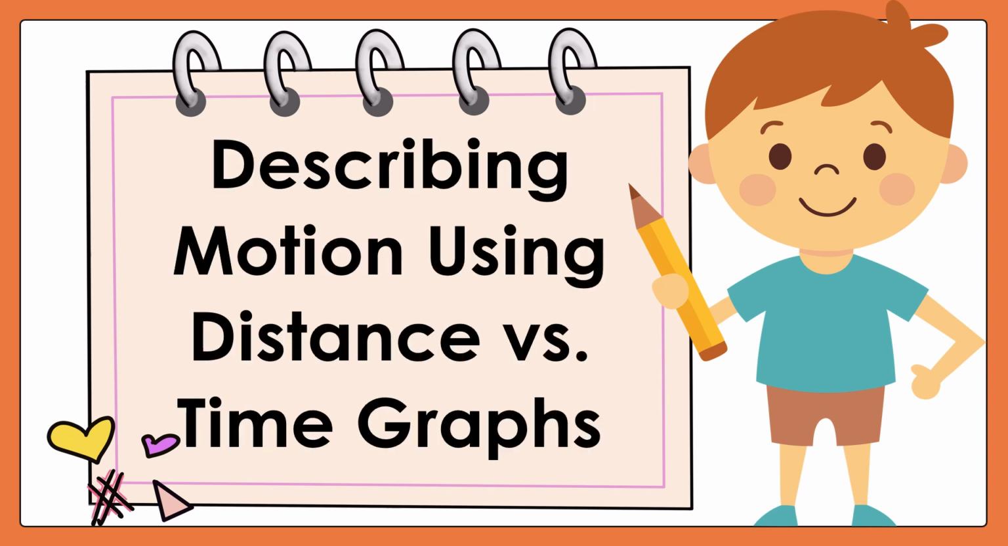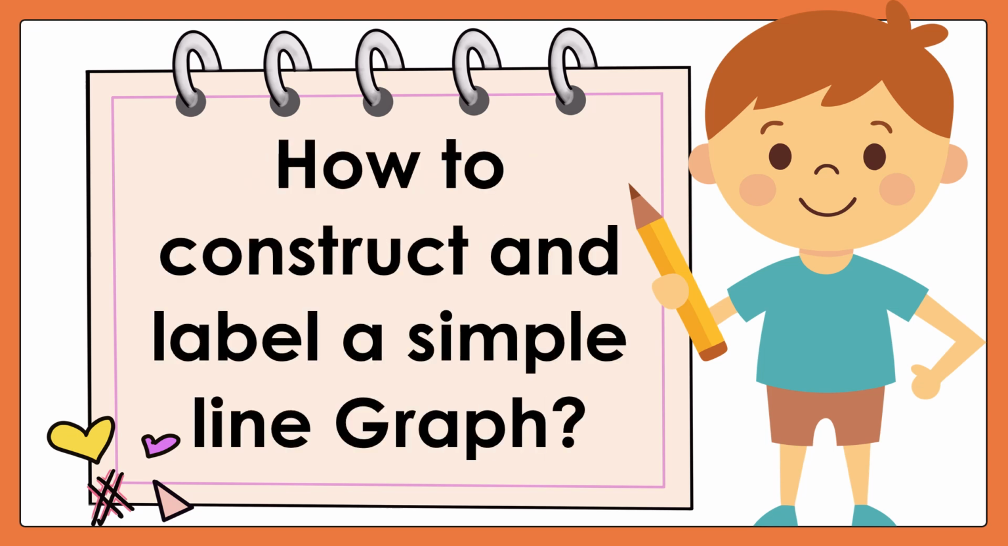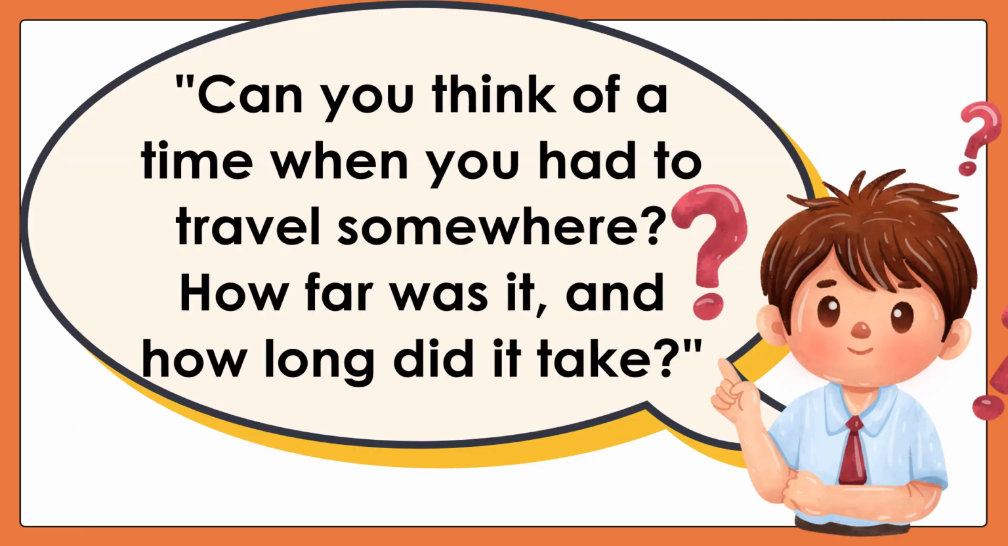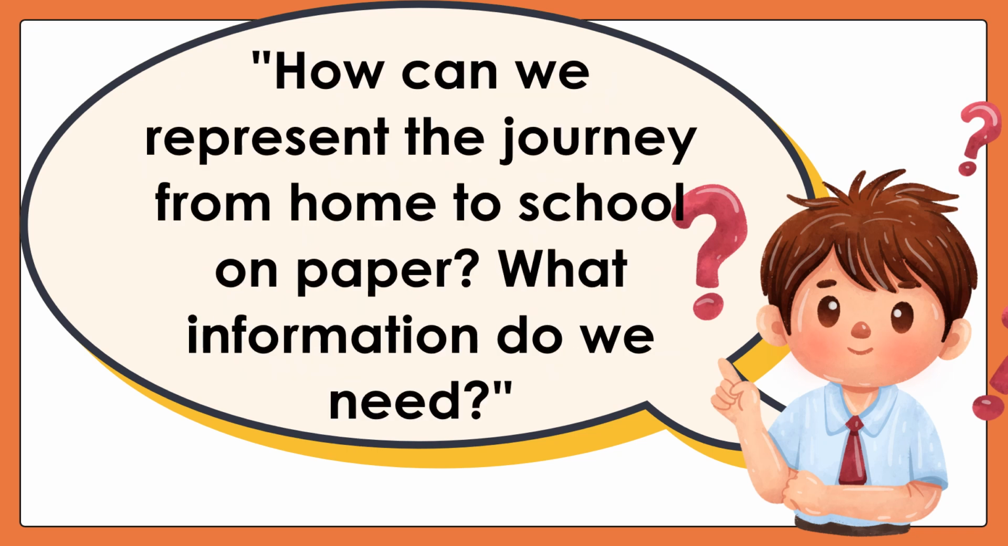Describing motion using distance versus time graphs. How to construct and label a simple line graph. Can you think of a time when you had to travel somewhere? How far was it? And how long did it take? How can we represent the journey from home to school on paper? What information do we need?